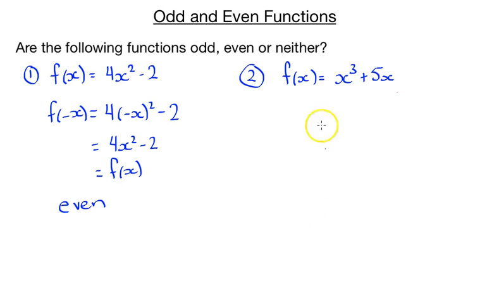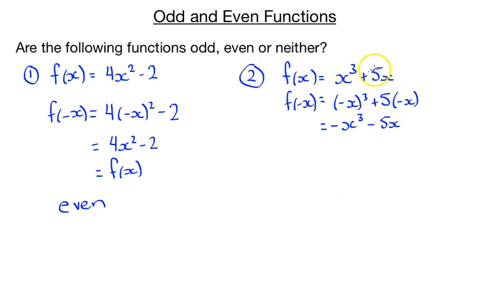In our second example, we've got the function f of x is equal to x cubed plus 5x. So if we substitute in minus x there to find f of minus x, we're going to have minus x all cubed plus 5 times minus x. So when you cube a negative 1, that's still going to give you a minus 1. So that's like a minus x cubed. It's the same with or without the brackets in that one. And then this positive 5 times a minus 1x would give us minus 5x.